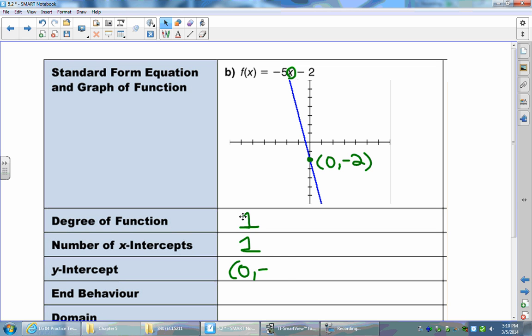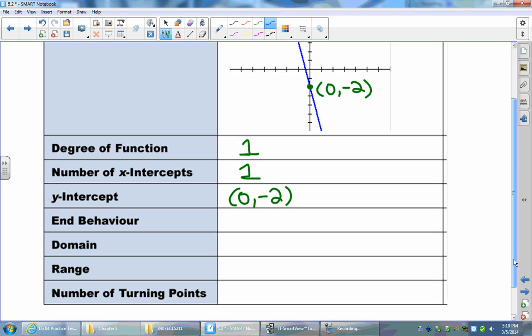Now, something you might notice is that this is the same value as our constant term. So if we're looking up here, our constant term is negative 2, that is the same value as our y when it crosses the y-axis. So we actually can determine our y-intercept by looking at the constant from our equation or from our function.